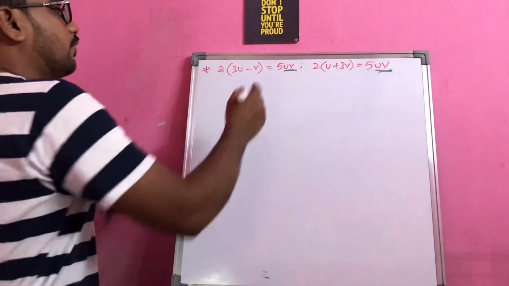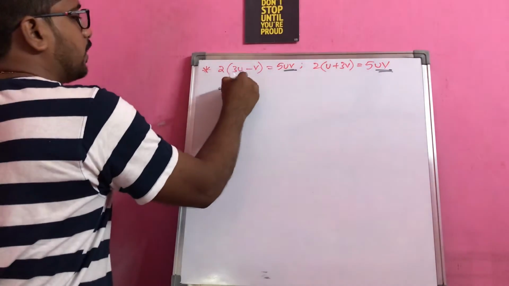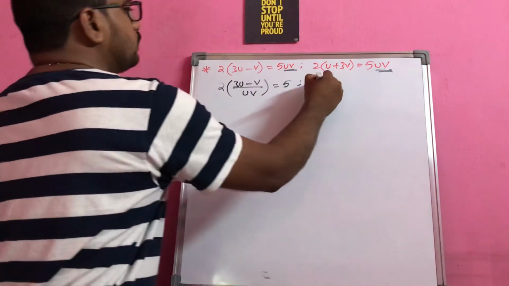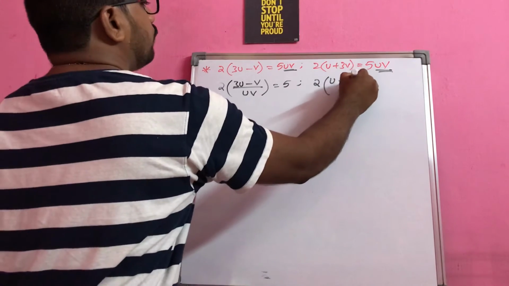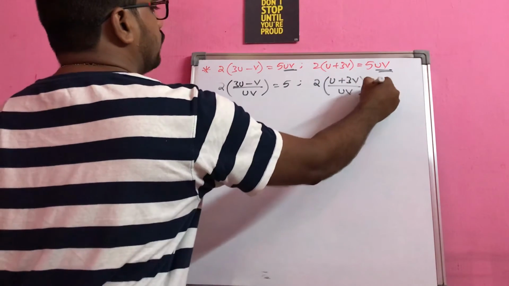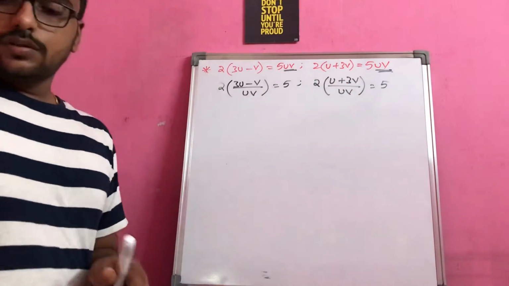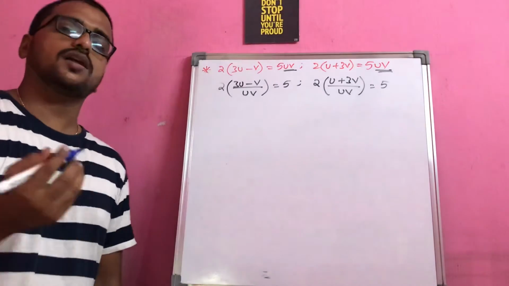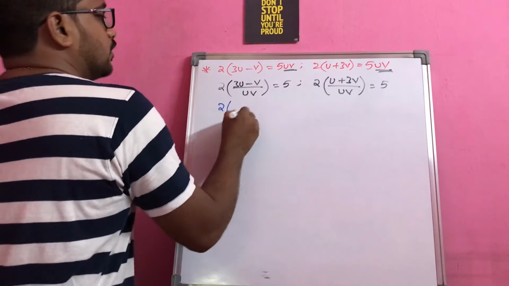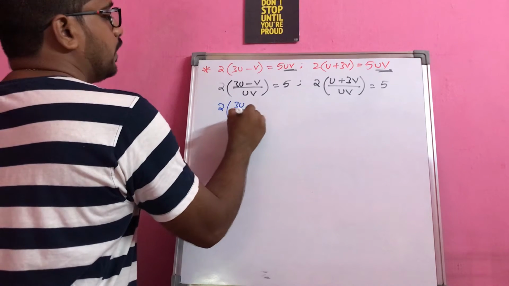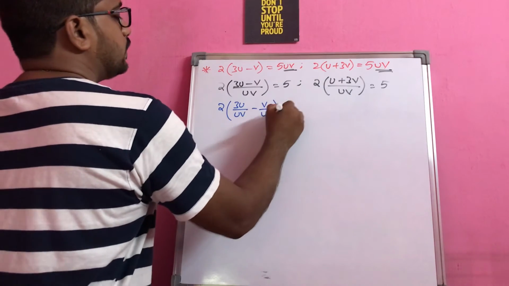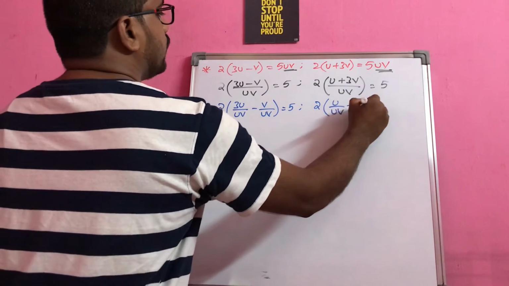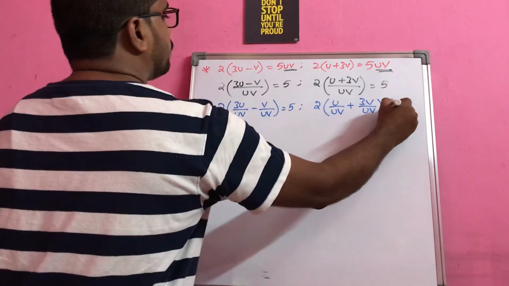For that sake, what I will do, I will bring this uv to the left side. It will become (3u minus v) by uv. I will keep 5 as it is. Similarly on this also, (u plus 3v) by uv is equal to 5. Now here you can observe numerator is having more number of terms compared to denominator. So what I will do, I will go for splitting it. So it will become 3u by uv minus v by uv is equal to 5, first one. This is 2 times of u by uv plus 3v by uv is equal to 5.